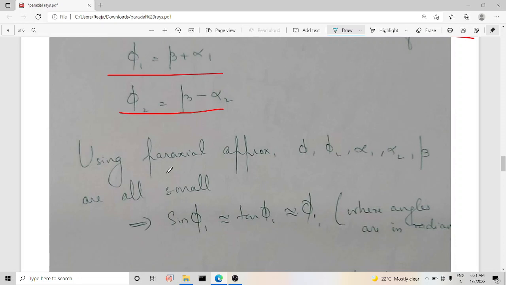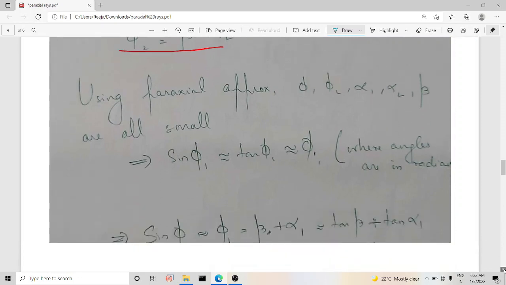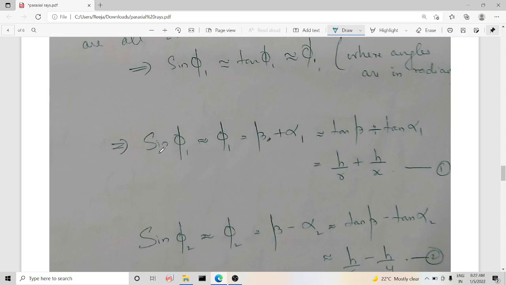Now using paraxial approximation, I know all these angles are very, very small. I am going to apply Snell's law here. So for that I want sin i by sin r. Sin i, angle of incidence is phi 1 and sin r, angle of refraction is phi 2. So sin phi 1 is nearly equal to tan phi 1, which is nearly equal to phi 1 because the angles are very, very small. So sin phi 1 nearly equal to phi 1 equal to beta plus alpha 1. Now beta plus alpha 1 I am going to replace with tan beta plus tan alpha 1.